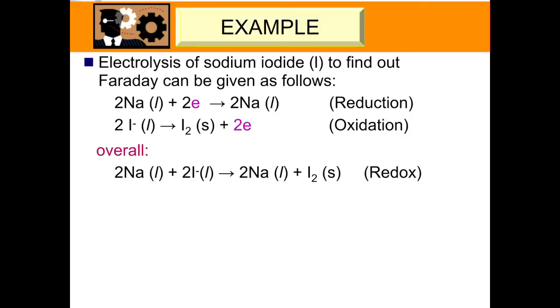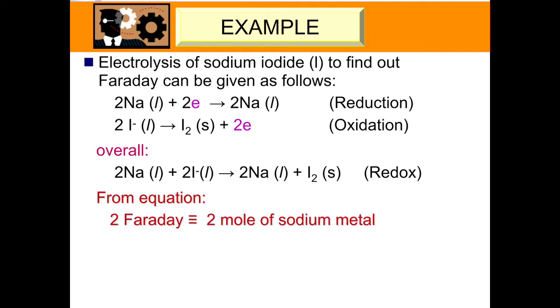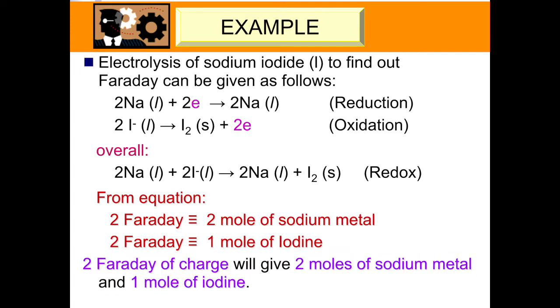For example, for the electrolysis of sodium iodide, to find out the Faraday, we can write the equation for reduction, the equation for oxidation, and the overall equation. From the reduction equation, 2 Faradays is equal to 2 moles of sodium metal, and from the oxidation reaction, 2 Faradays is equal to 1 mole of iodine. So, we can say that 2 Faradays of charge will give 2 moles of sodium metal and 1 mole of iodine. So, the number of electrons reflects the number of Faradays.